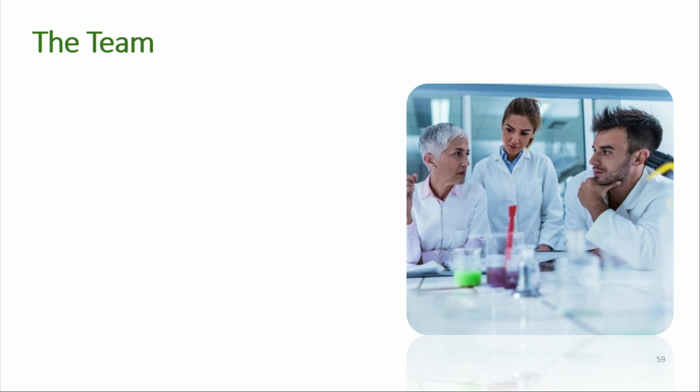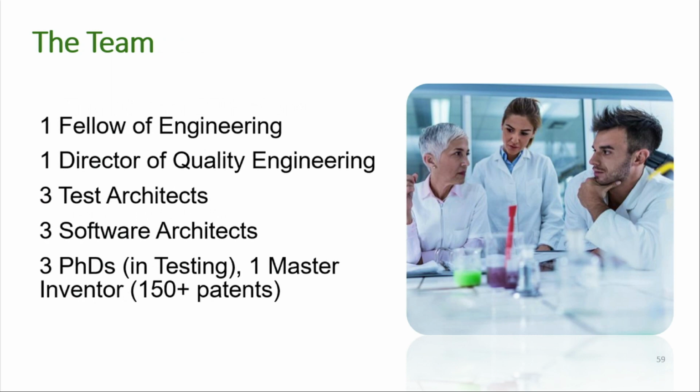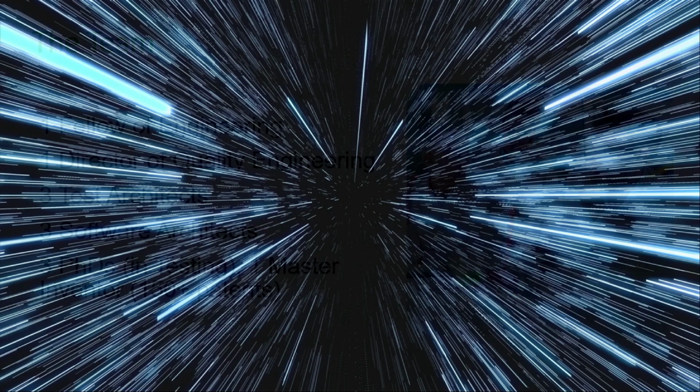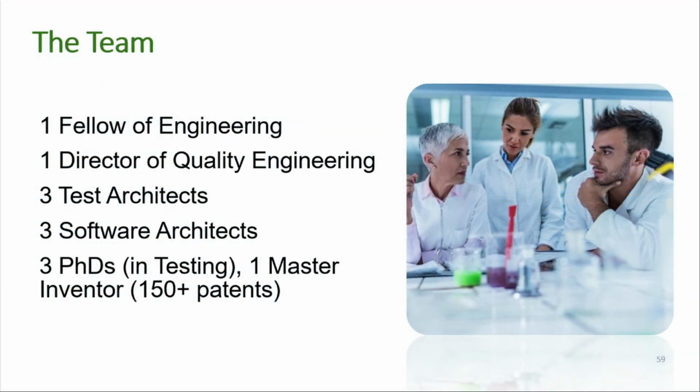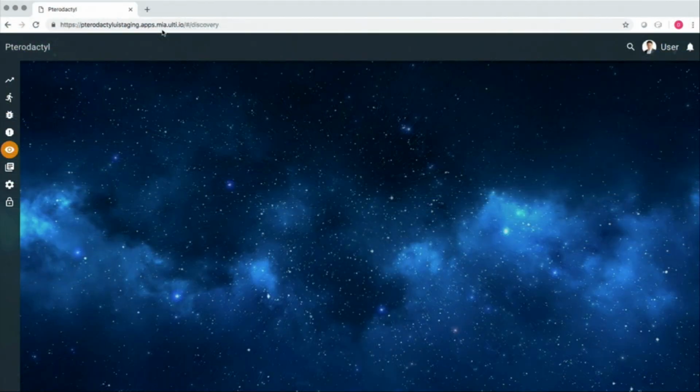So we put together a team. We had a fellow of software engineering, a director of quality engineering, 3 test architects, a few software architects, and by the way, amongst the people on the team, we had a few PhDs, all specialized in testing, and we even had a master inventor with over 150 patents. So again, piece of cake, right? We got this. So let's fast forward a lot of time. I'm going to spare you the details.